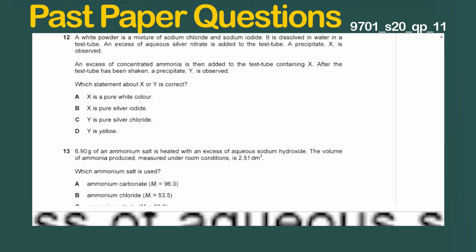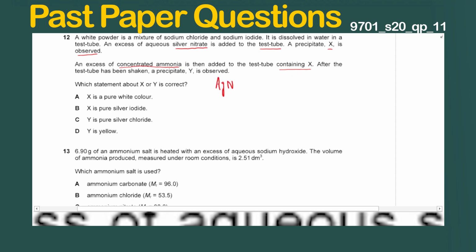So here we have question number 12 now. A white powder is a mixture of sodium chloride and sodium iodide. It is dissolved into the water. In a test tube, an excess of aqueous silver nitrate is added to the test tube, and a precipitate X is observed. An excess of concentrated ammonia is added to the test tube containing X. After the test tube has been shaken, a precipitate Y is observed.